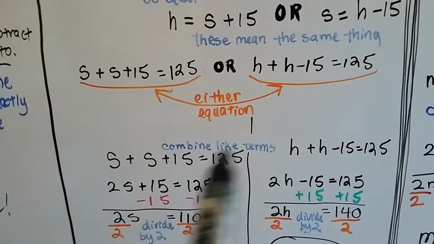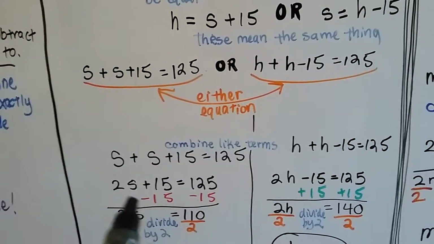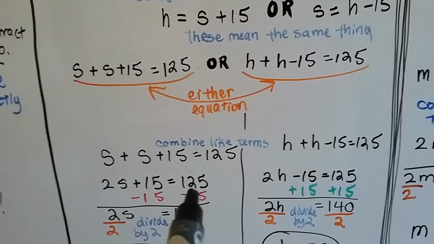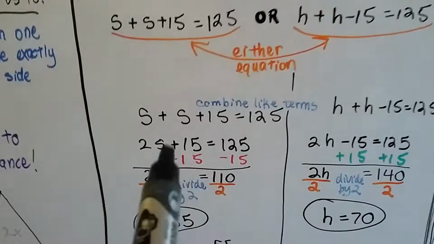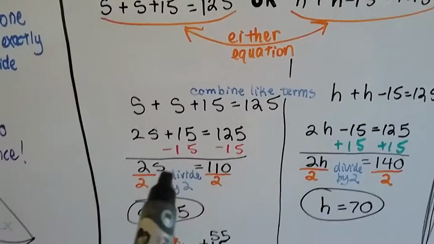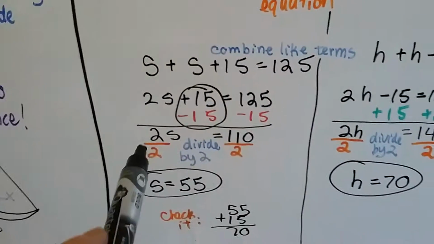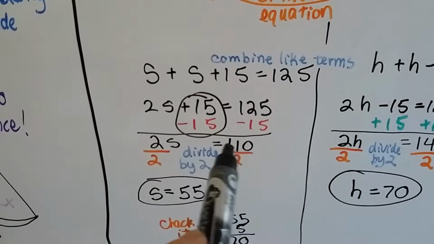So we have to combine the like terms. So that means we have two S's plus 15 equals 125. Here we go. Two S's plus 15 equals 125. So because this is plus 15, we're going to subtract 15 from each side, right? As the inverse operation. So these cancel each other out as a zero pair. And now we've got 2S equals 110, because 125 minus 15 is 110.